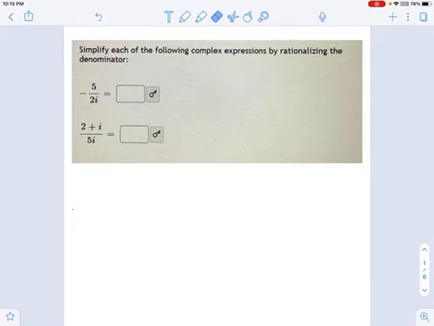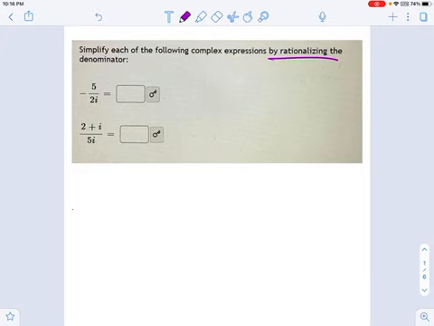I can't write this as a plus bi. I want to get it into something a little easier, and the way to do that is by multiplying by a crazy 1. Rationalizing is your clue. That's usually multiplying by a crazy 1 of some kind. Well, what do you have to multiply by to get rid of that i in the bottom?